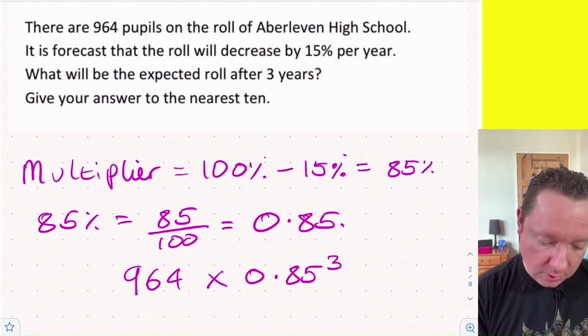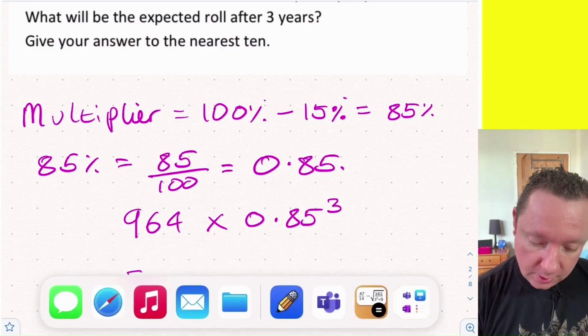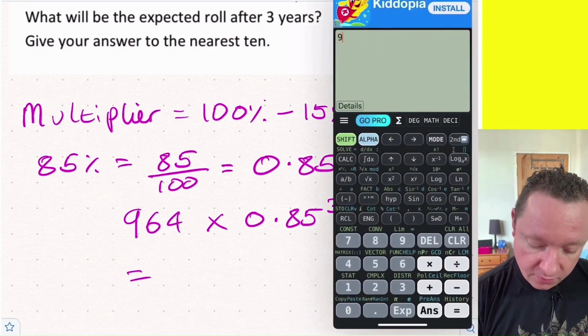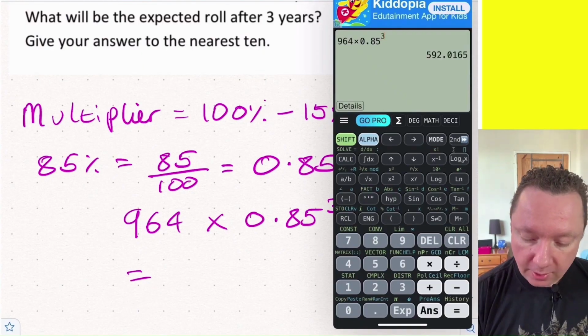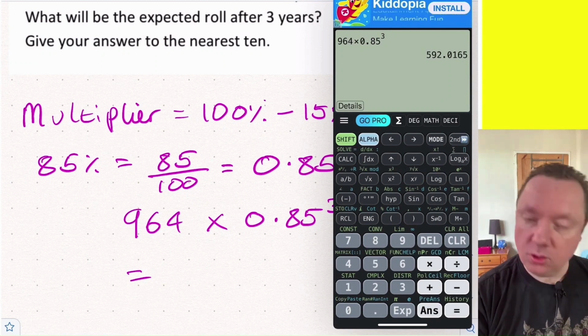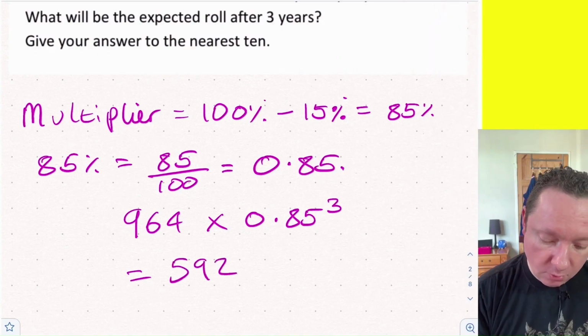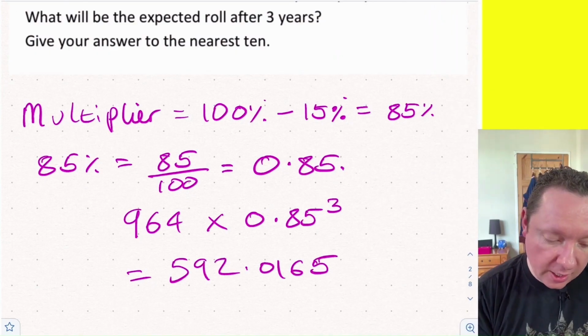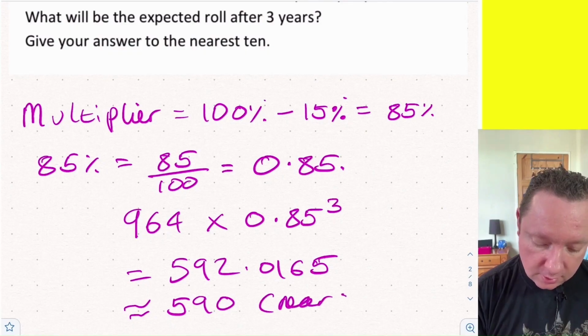Now, we cannot do that in our head, so let's grab a calculator and see what we get. Here we are, so we've got 964 times 0.85. You're looking for your power button, on my calculator it's x to the y, and 3. And we get an answer, press equals just to make sure, 592.0165. So let's just copy that. And then just check to the nearest 10. Well, that equals 590.